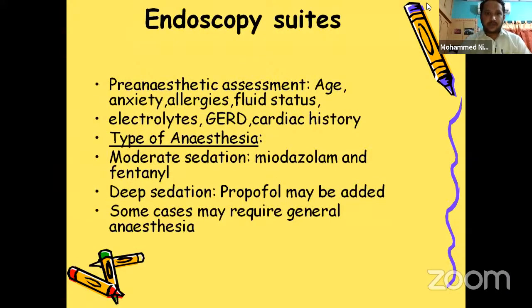Continuing with the endoscopy suites, pre-anesthetic assessment. Usually we do the pre-anesthetic assessment to know the age, any anxiety, allergies to any drugs, and the fasting status of the patient. What are his blood investigations, electrolytes, any history of gastroesophageal reflux disease, because when we give anesthesia or sedation, there is increased risk of aspiration, and any cardiac history. Then the type of anesthesia is usually moderate sedation with midazolam and fentanyl. If you give deep sedation, propofol may be added. Some cases may require general anesthesia also.